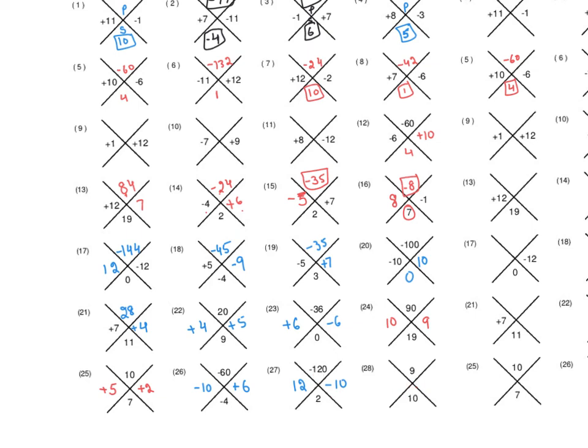For these two numbers, when we add them, we get 10, so it is 9 and 1. And when we multiply 9 and 1, we get 9. So these are the right options.